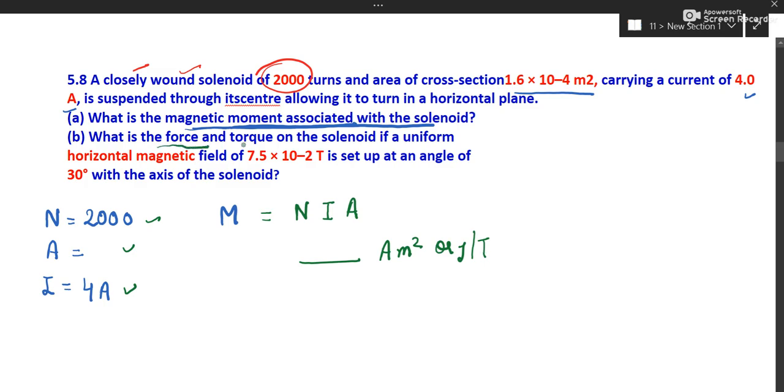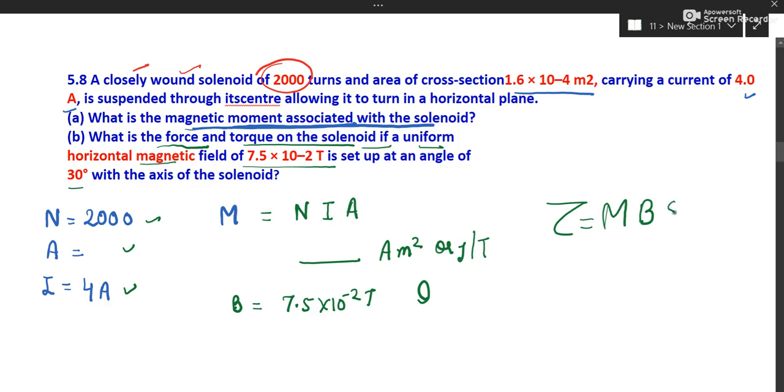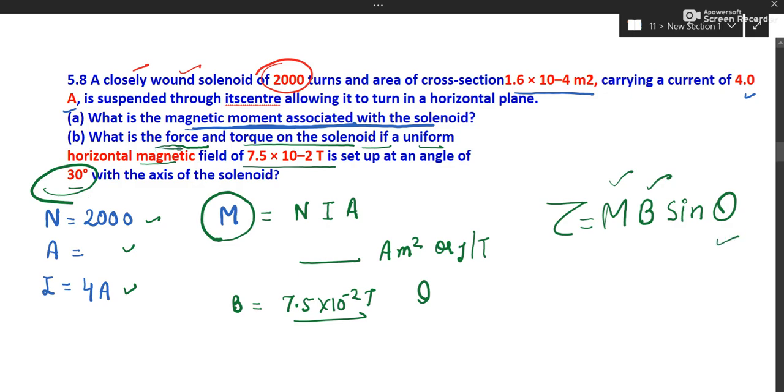What is the force and torque on the solenoid if a uniform horizontal field is applied of this? So now the magnetic field is also given, 7.5 into 10 to the power minus 2 Tesla, and the angle is given. So see, calculation of torque is very simple. It is a formula based numerical again. The magnetic moment you have already found. Substitute, the magnetic field is given, and the angle is also given as 30 degree. Just substitute and calculate.